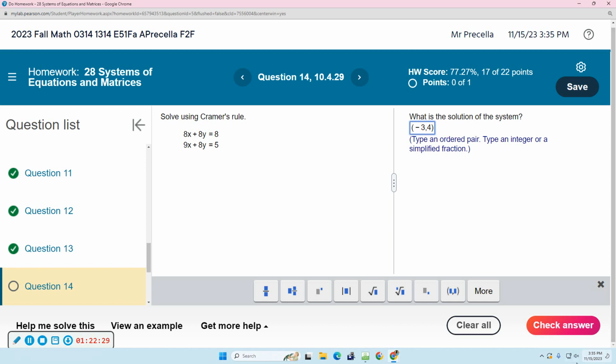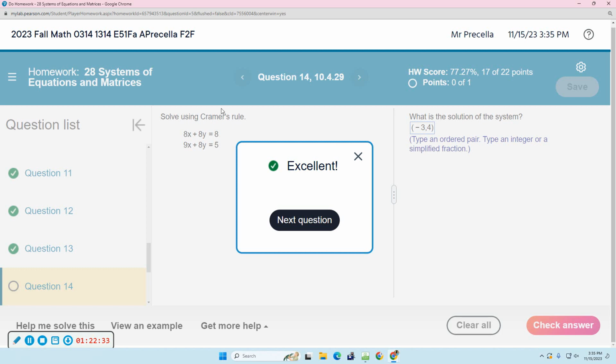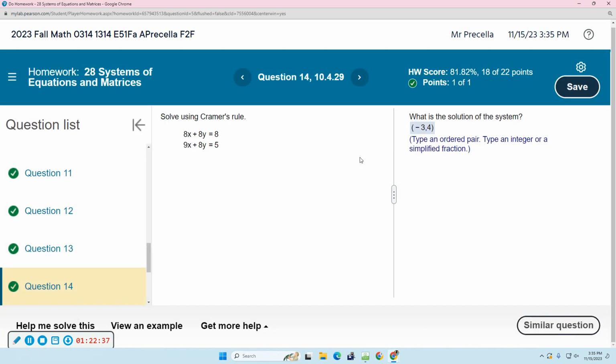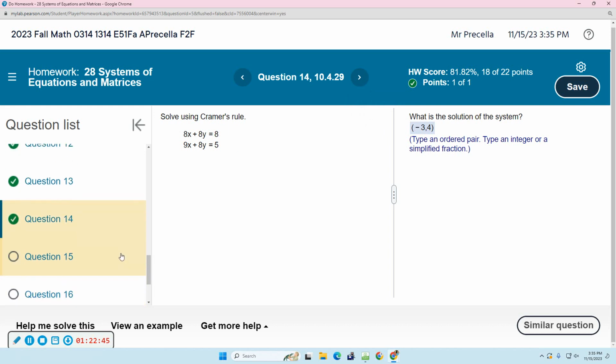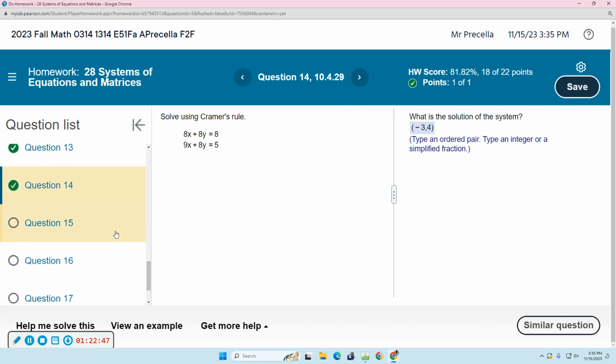Negative 3, 4. Any questions there? Because we're now going to hit the word problems. Let's start at number 16. I think 16 is a better one to show the pattern on how to set these up.